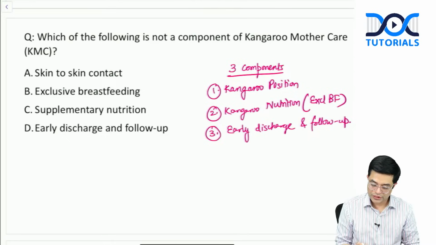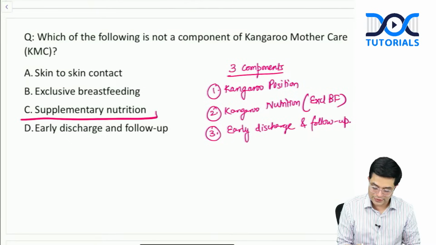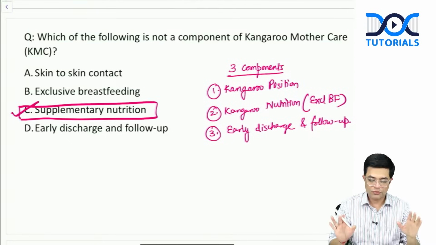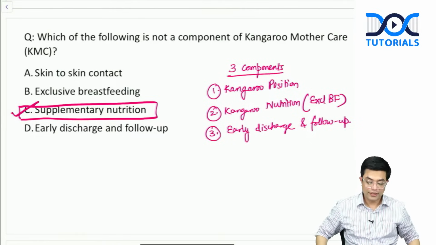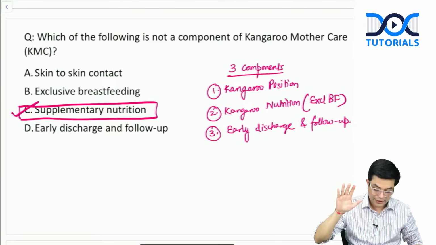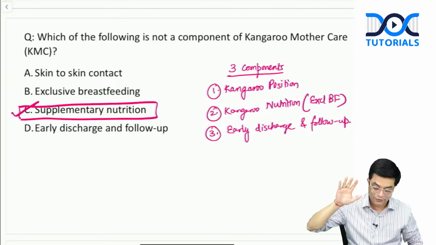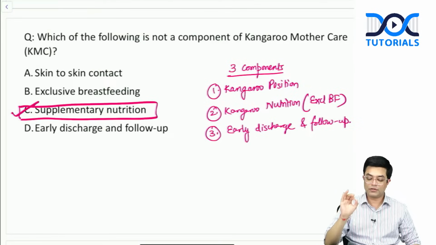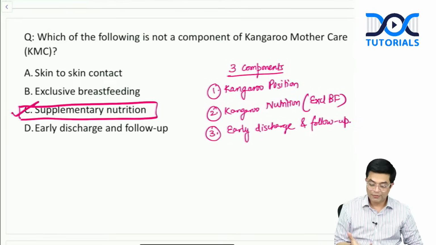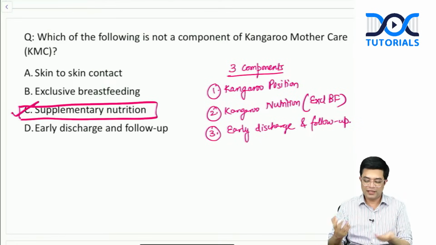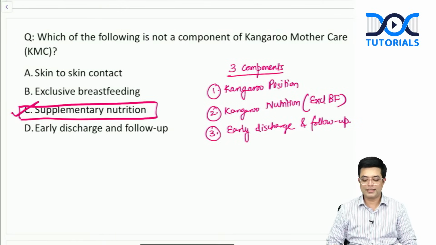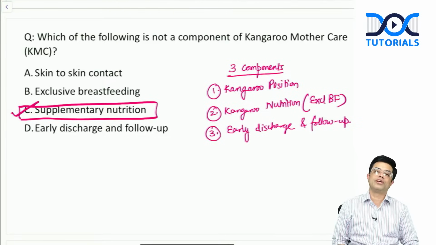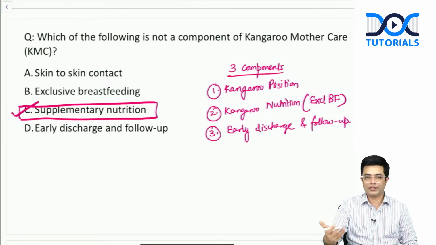So look at these options, which is not a component. C is the odd one out, and that is the answer. There is no such thing as supplementary nutrition. I've already told you. So answer to this question is C. Skin to skin contact is a feature. Exclusive breastfeeding is a feature. Early discharge and follow up is a feature. And answer to this question is C. When it came in the exam, many people marked D, thinking कि ये KMC का part कैसे होगा. The original document of KMC clearly says early discharge and follow up is an essential component of KMC. Right? WHO ने दिया है.